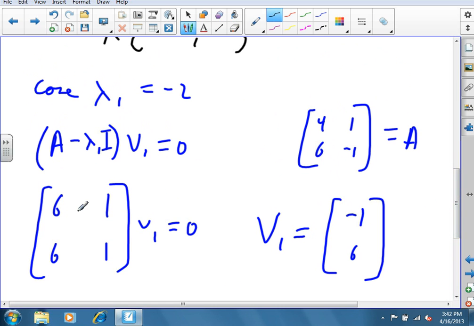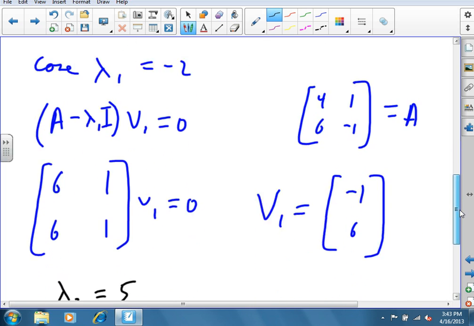You have two equations, two unknowns, right? 6x plus y is equal to 0. 6x plus y is equal to 0. Solve for x and y. There's an infinite number of solutions, right? That's why you're doing it by inspection, because it's so easy.